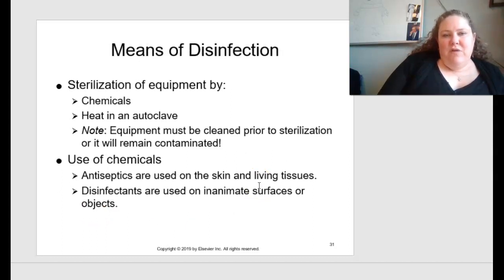How do we disinfect? Well, you can sterilize equipment by chemicals, heat in an autoclave, on other parts. And a nice little side note is equipment must be cleaned prior to the sterilization or it will remain contaminated. So this is a very important thing to point out as well. Also use proper chemicals where antiseptics are going to be used on the skin and living tissues, where disinfectants are used on inanimate surfaces or objects.